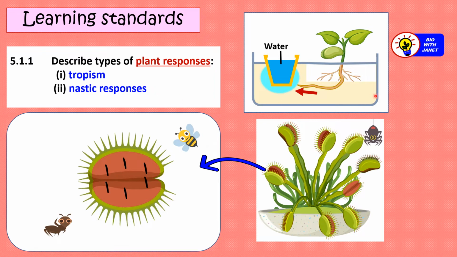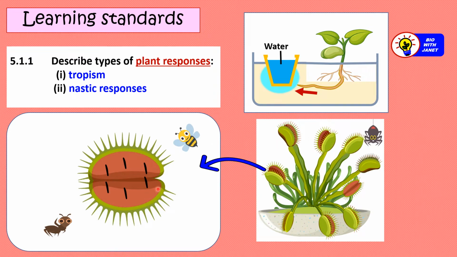For example, in hydrotropism, plant roots grow towards soil that is wet and has water, in order to absorb the water for the plant's use. And then we have this strange looking plant here, which is actually called the Venus flytrap. It has leaves that have been modified. The structure of the leaf is changed to form the traps, right?